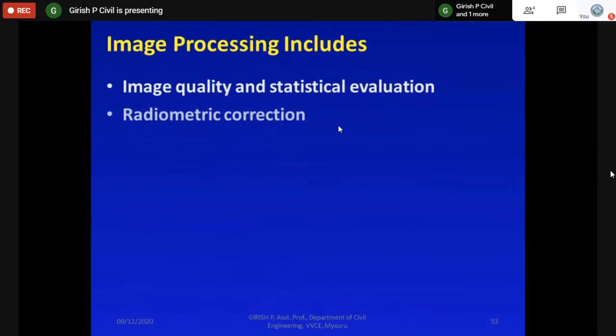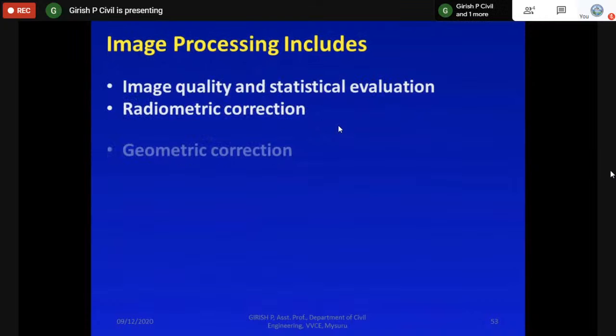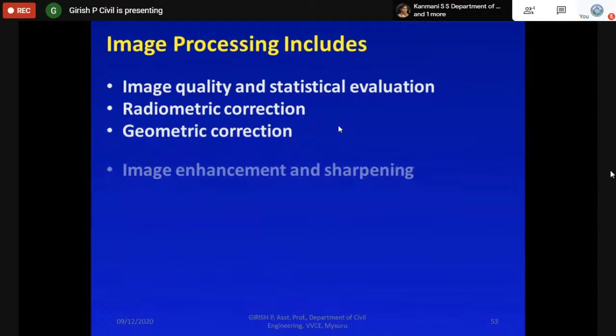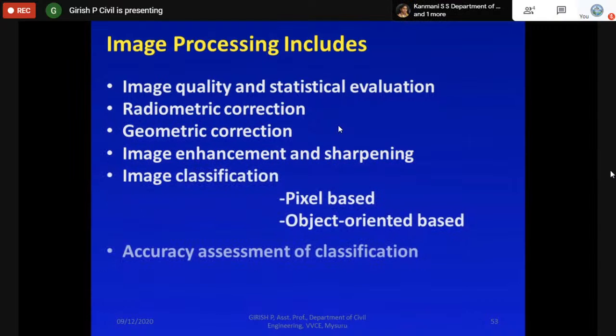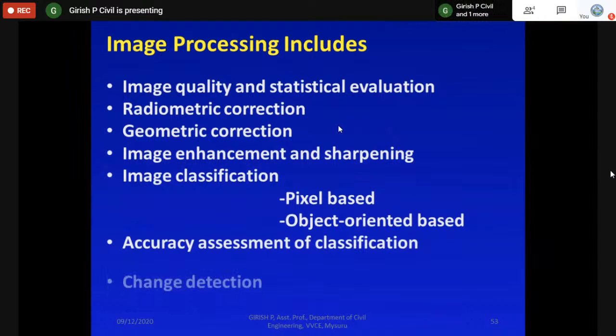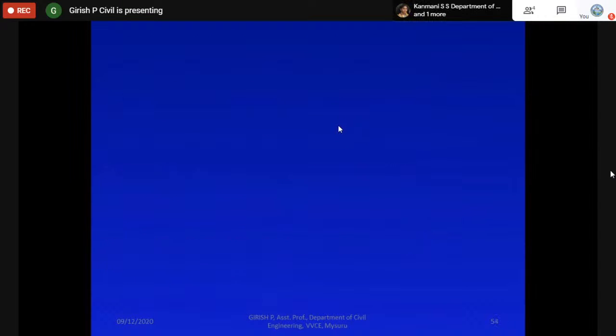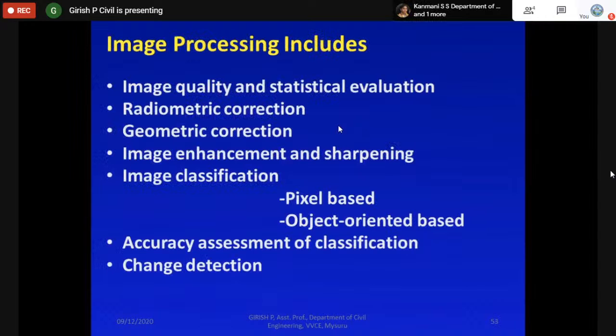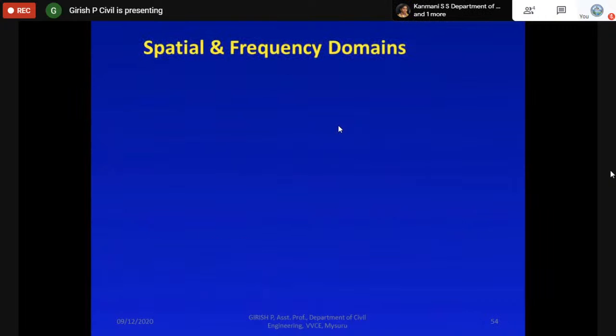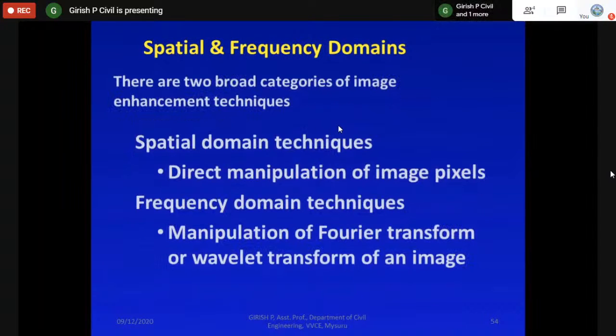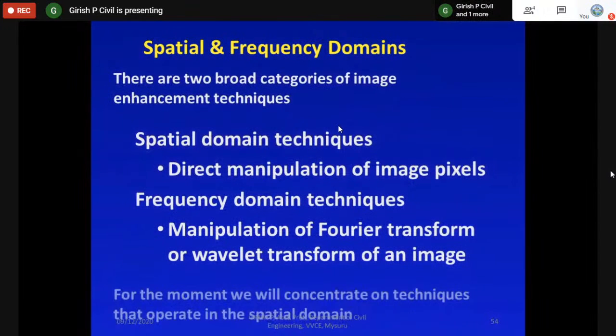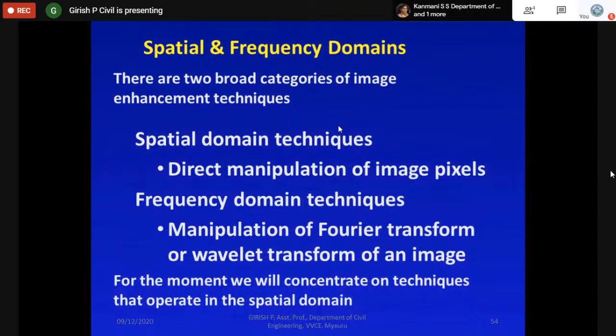Coming to the next topic, after collecting the data, we have image processing. Image processing includes enhancing the quality of the picture by radiometric resolution, enhancing the sharpness, classification of images, and accuracy assessment of classification. Through these various corrections, image processing works with the various frequency domains. Generally, there are two domains. One is the spatial domain, and the other is the frequency domain.